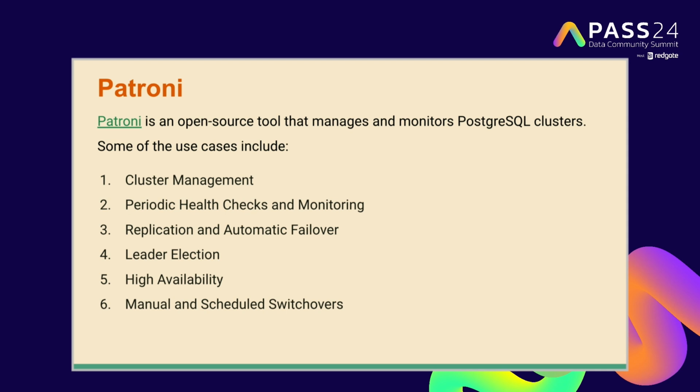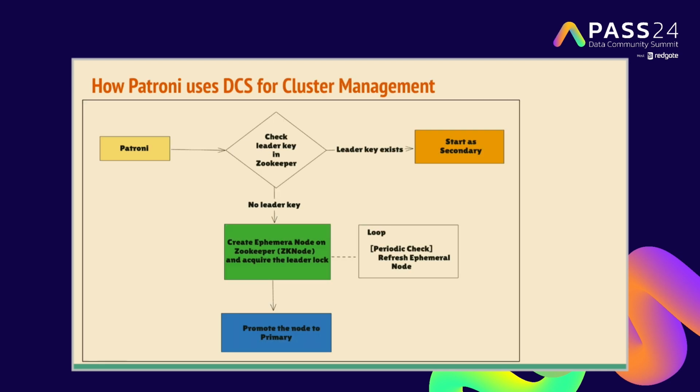So Patroni is an open source tool that manages and monitors Postgres clusters. Some of the use cases are cluster management, periodic health checks and monitoring, leader replication, automatic failover, leader election, high availability, manual and scheduled switchovers. So how does Patroni do cluster management? Patroni relies on a distributed configuration storage like etcd or Zookeeper. In our case, it's Zookeeper, in order to update cluster metadata and manage the cluster.